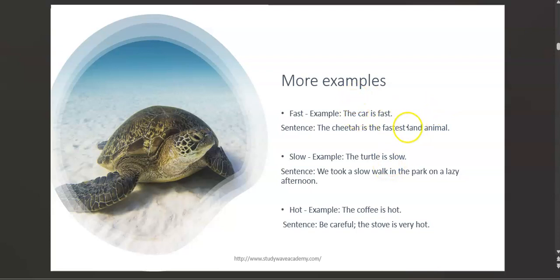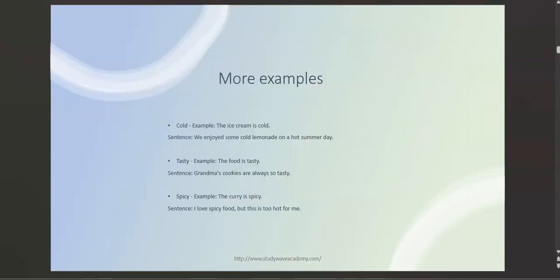So the car is fast. The cheetah is the fastest land animal. So here you're talking about the cheetah being the fastest animal, or fast. So you're talking more about the cheetah. You're giving more description on what the cheetah does best. So it's the fastest. And then hot, the coffee is hot. Be careful, the stove is very hot. Or be careful, the tea is very hot. The coffee is very hot. So these three, they are common adjectives that describe more on what a noun does or a noun is.